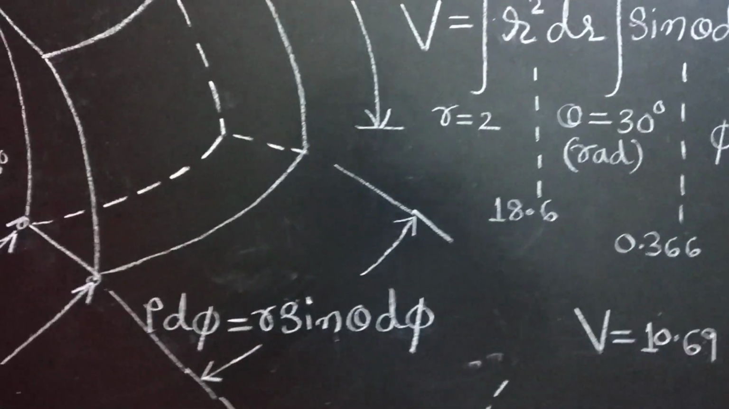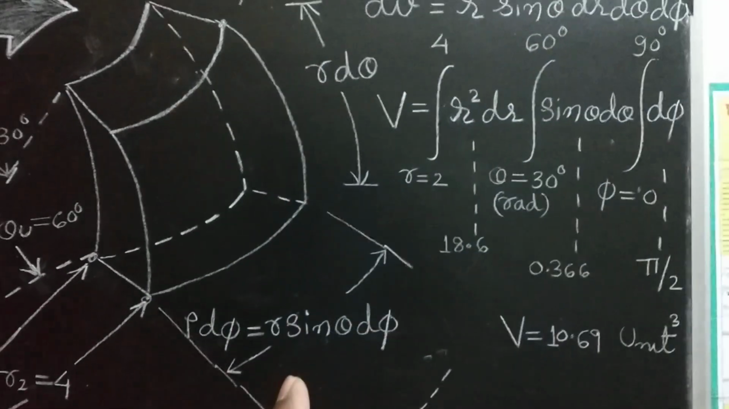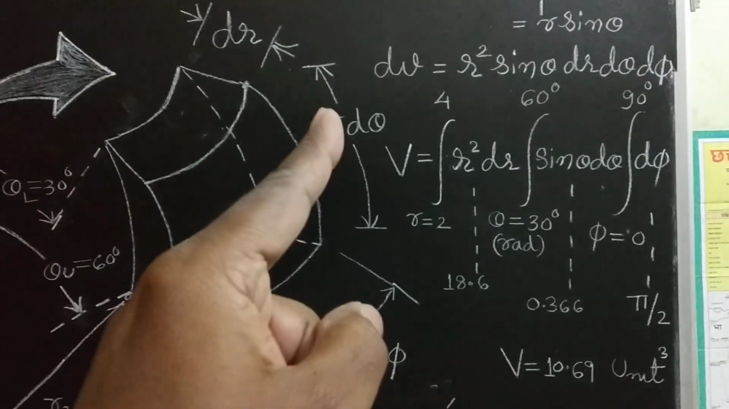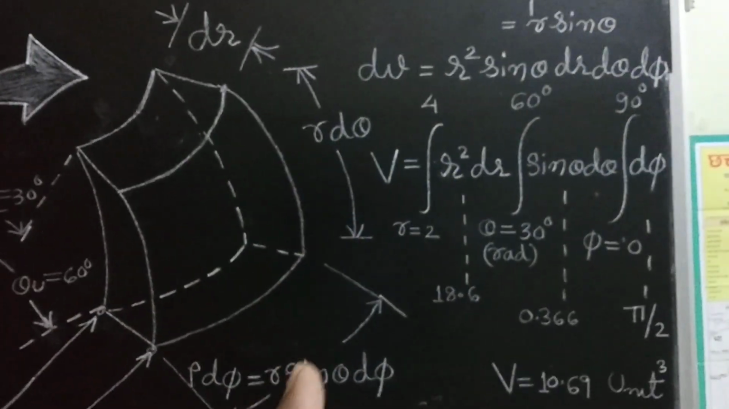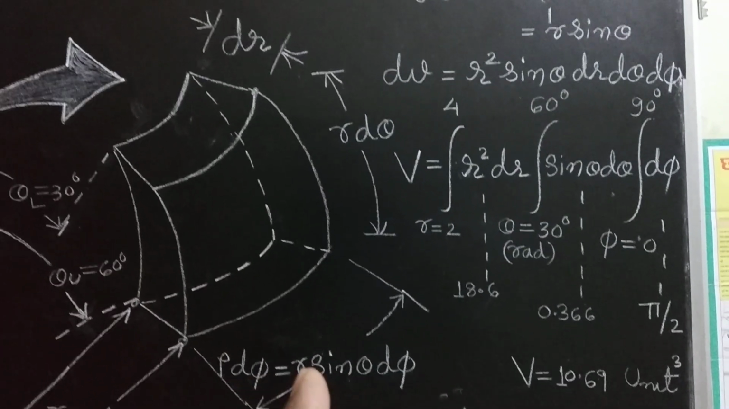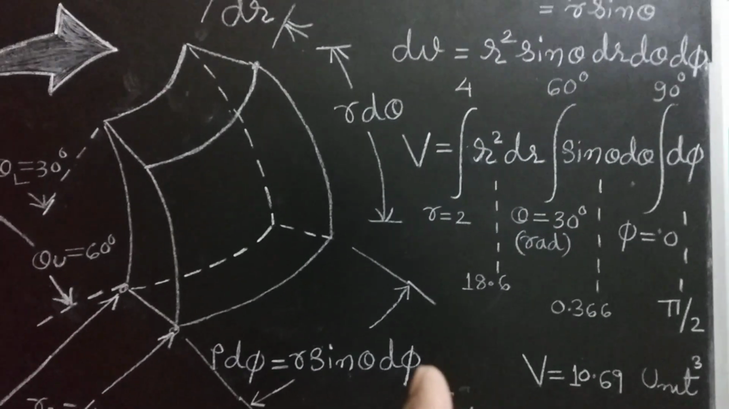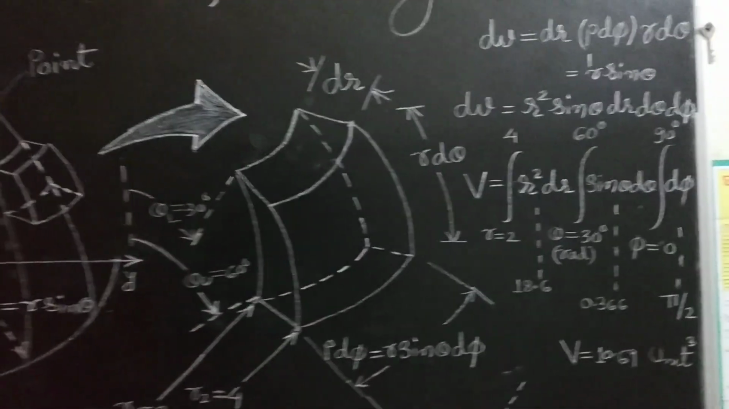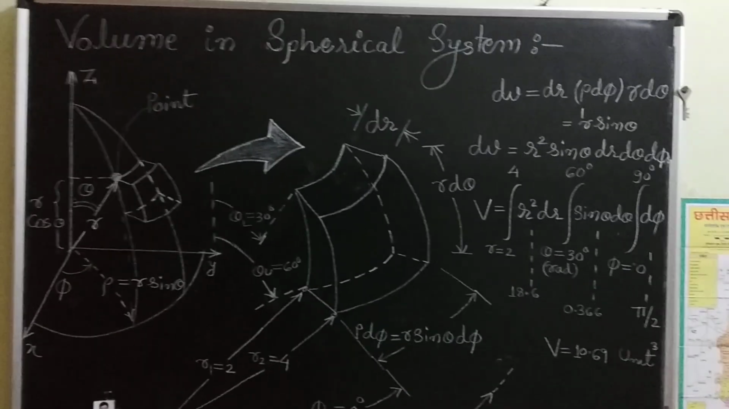The main thing which we have to keep in mind is the distances r d theta and rho d phi, which is equal to r sin theta d phi, and in that way we can calculate the volume in the spherical system.